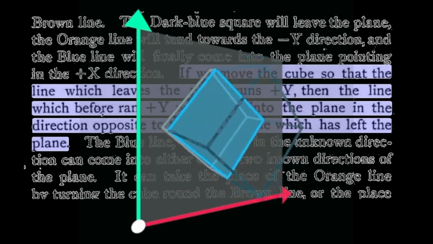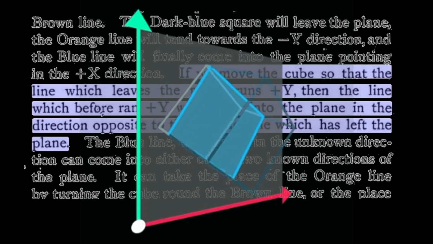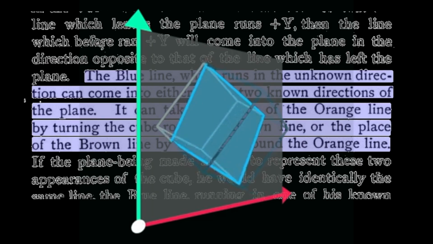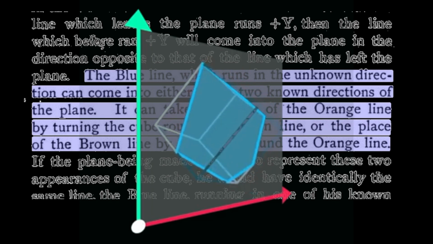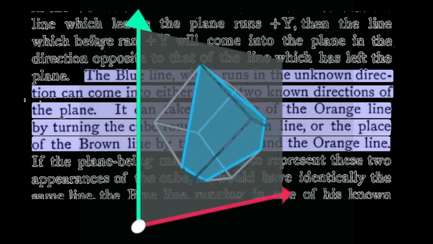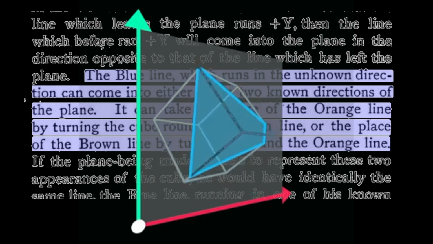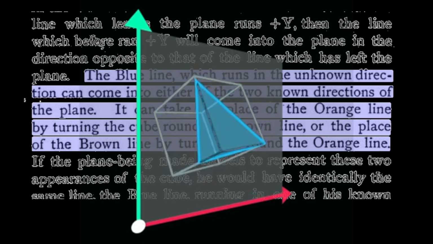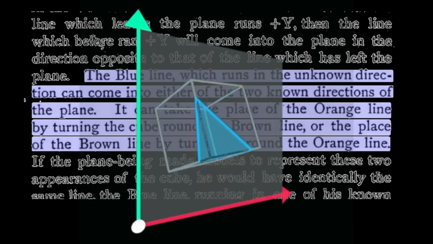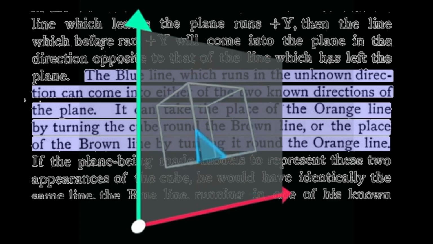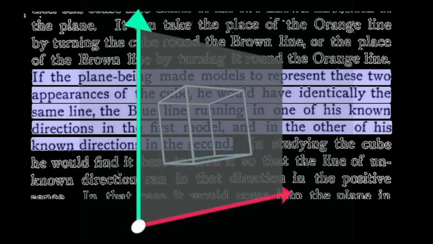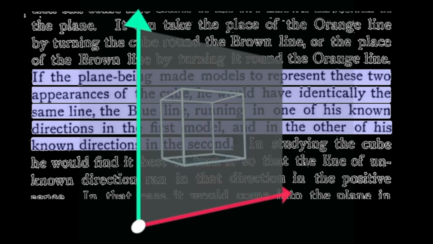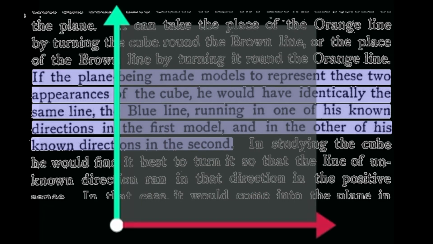The blue line, which runs in the unknown direction, can come into either of the two known directions of the plane. It can take the place of the orange line by turning the cube round the brown line, or the place of the brown line by turning it round the orange line. If the plane being made models to represent these two appearances of the cube, he would have identically the same line, the blue line, running in one of his known directions in the first model, and in the other of his known directions in the second.